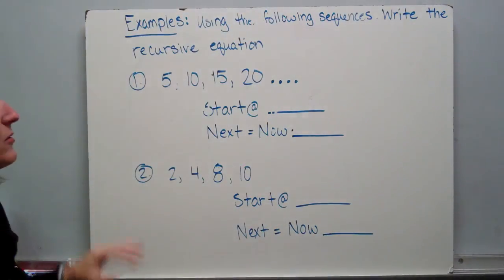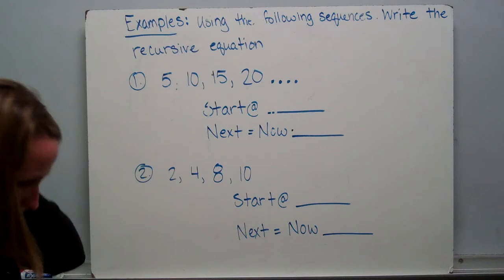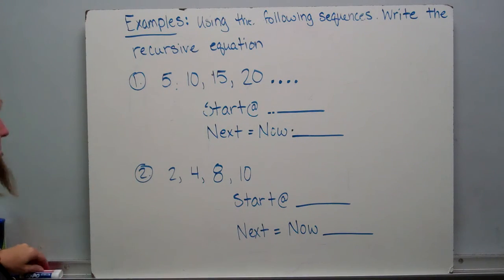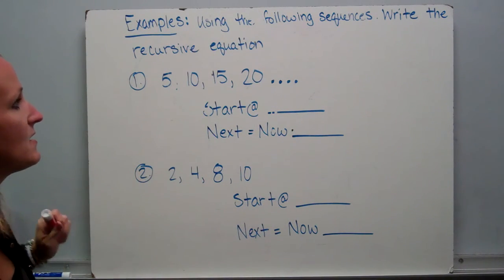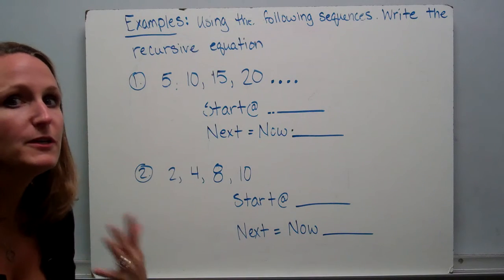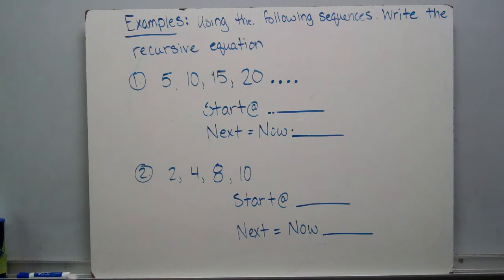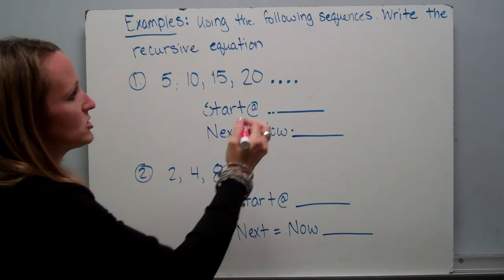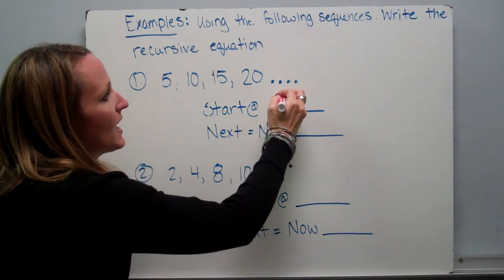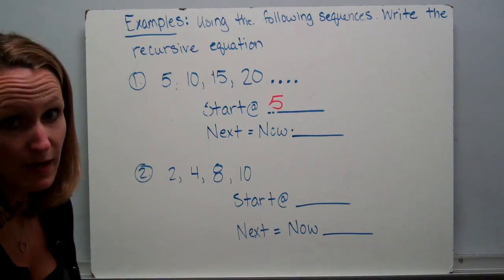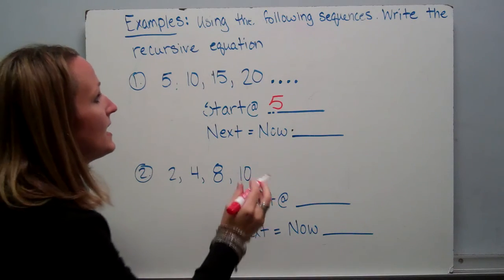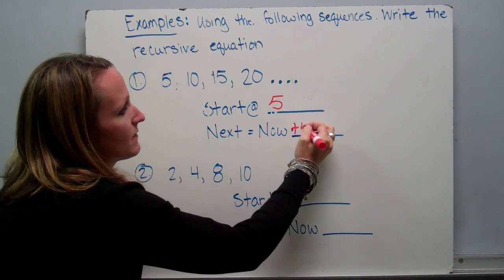All right, so here we go. Here we're going to just start with a sequence. So you can see your sequence here is 5, 10, 15, 20. Hopefully you can see that we're going up by 5. So we would say we start at 5. To write our pattern, we would say next equals now plus 5.